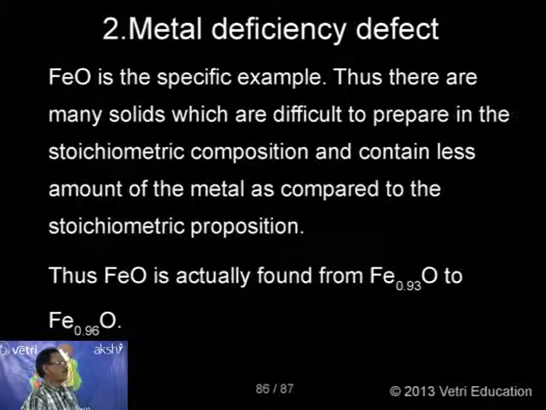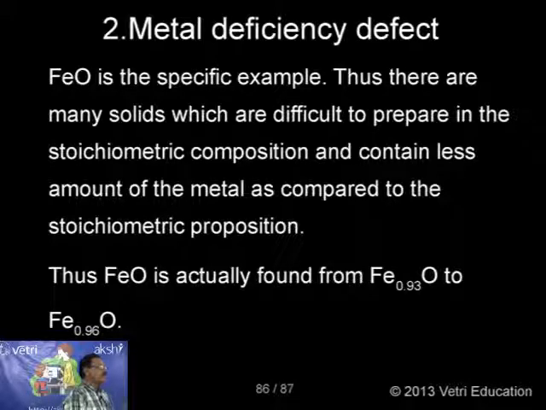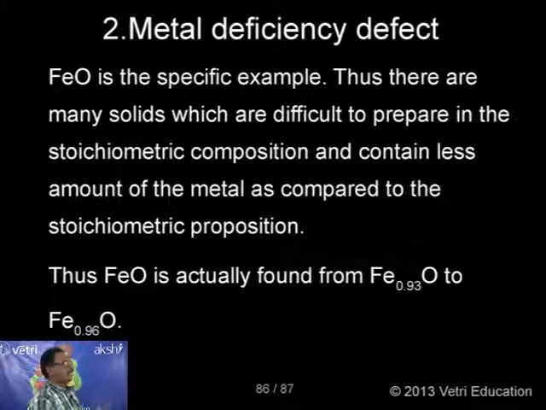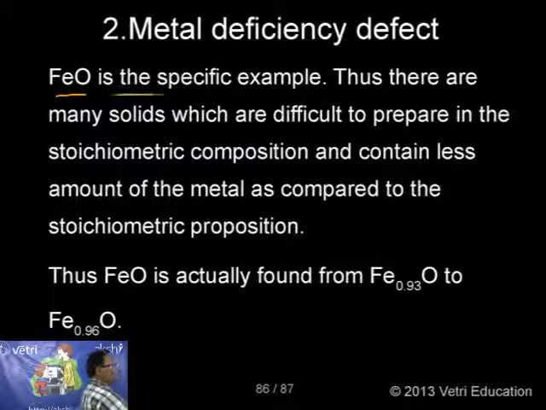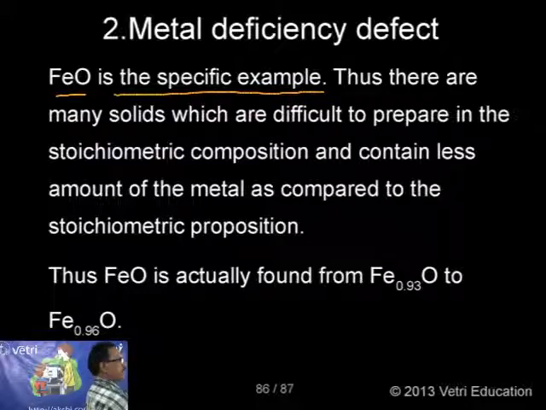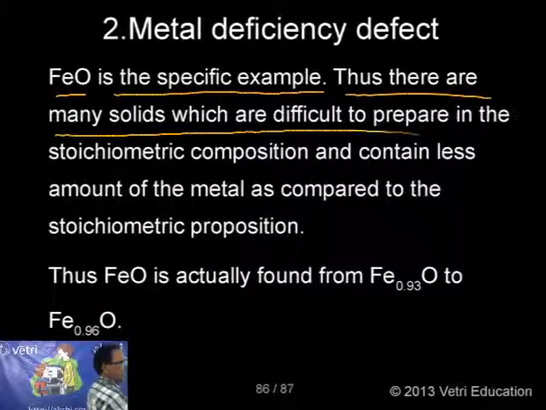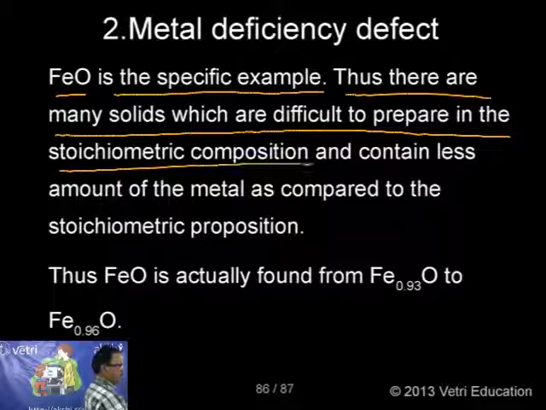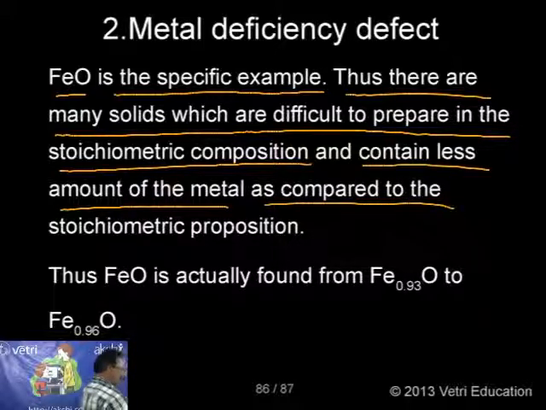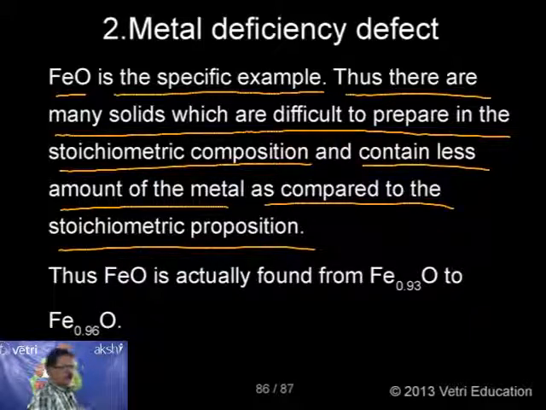The next defect is metal deficiency defect. So far, what I have discussed is metal excess defect. But now I am going to discuss metal deficiency defect under the non-stoichiometric defect. FeO, ferrous oxide, is the specific example. Here metal deficiency defect is observed. There are many solids which are difficult to prepare in the stoichiometric composition and contain less metal as compared to the stoichiometric proportion.